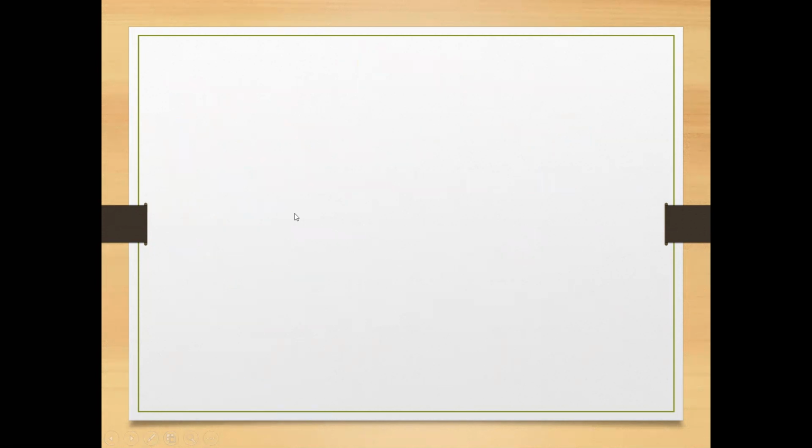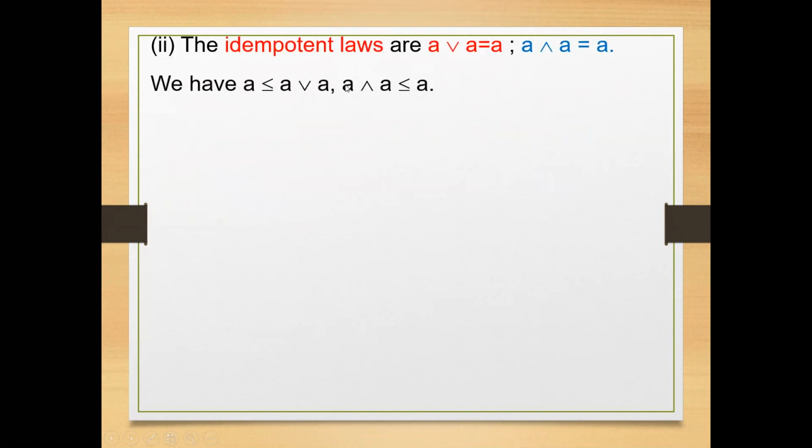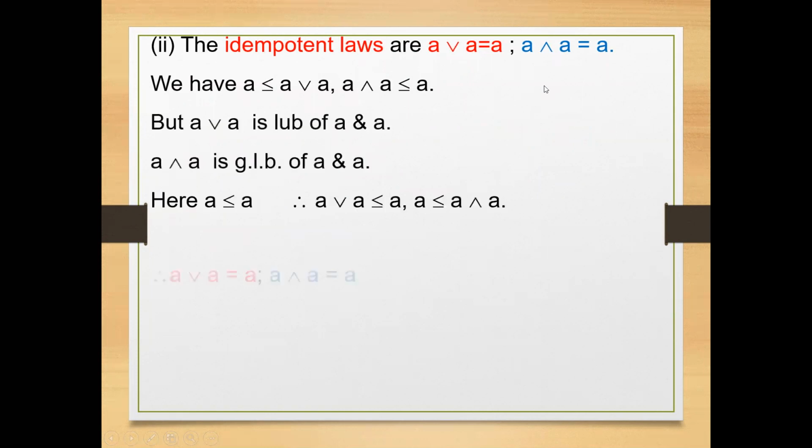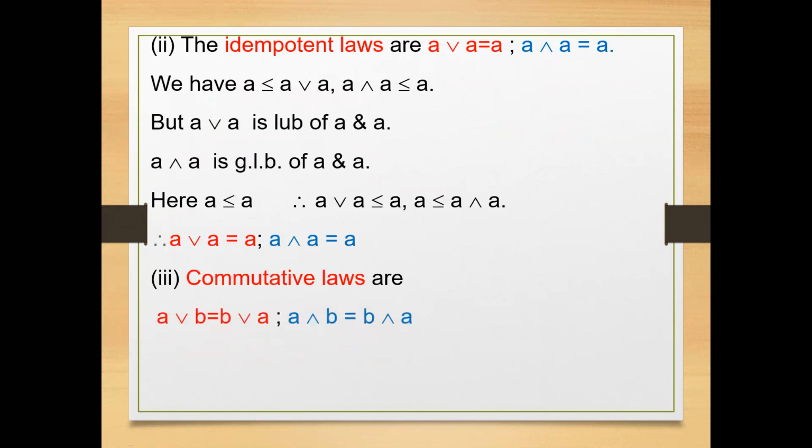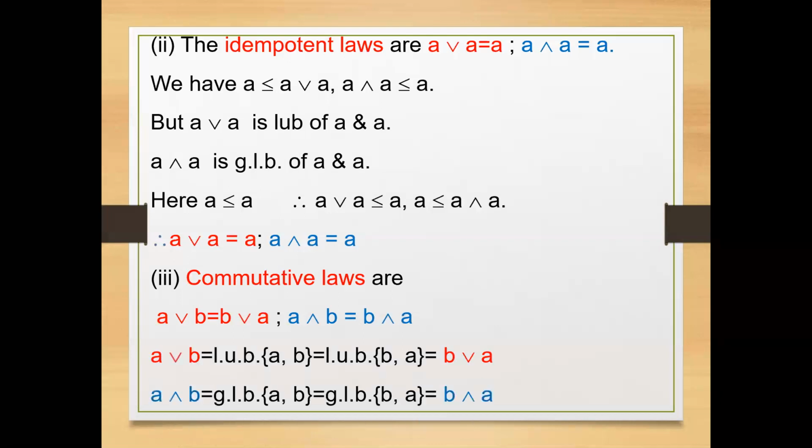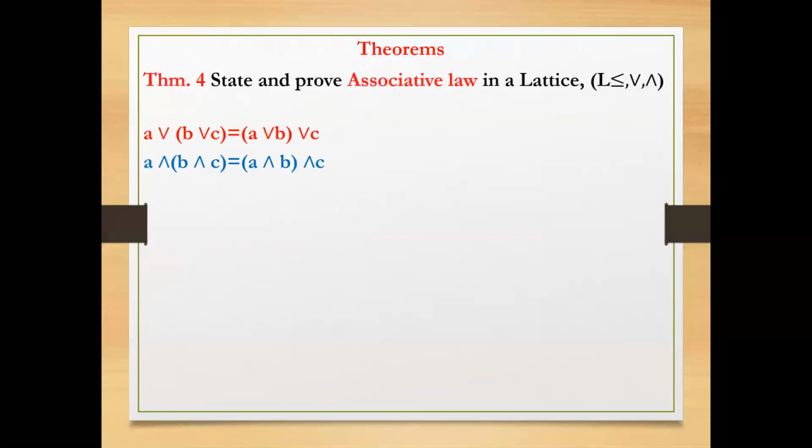And we have discussed the idempotent law. Idempotent law means A join A is equal to A and A meet A is equal to A. So if you join the same element with itself, or meet it, the same element comes. This was the idempotent law. And the commutative law, A join B equal to B join A and A meet B equal to B meet A. You can interchange the order of the elements. That is the commutative law.